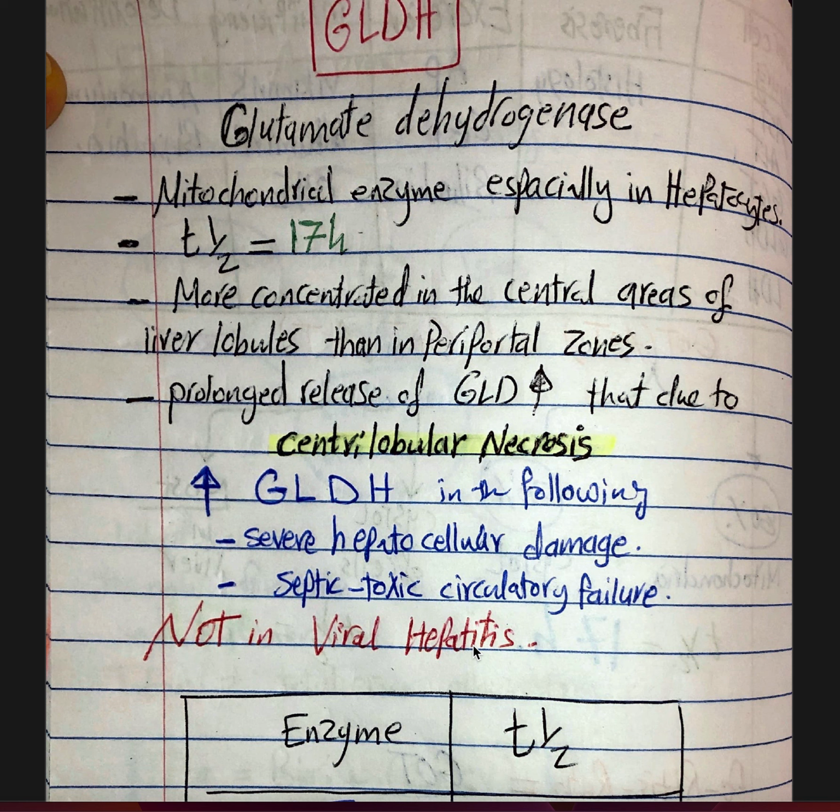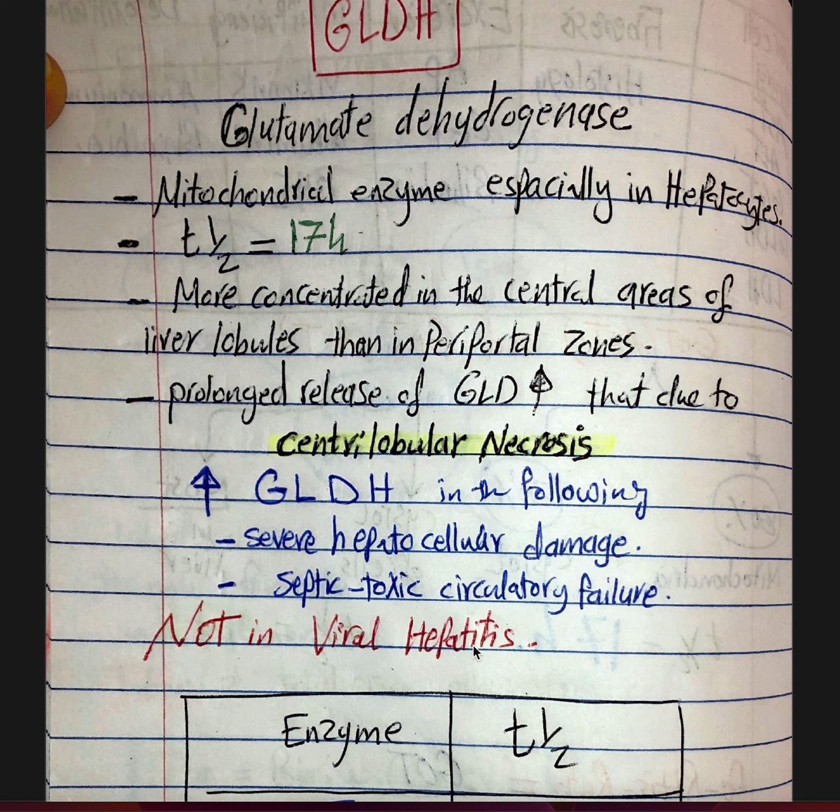Another question about glutamate dehydrogenase: we said dehydrogenase, so what is the classification of this enzyme? One, because it's an oxidoreductase. So we find that the glutamate dehydrogenase enzyme is present in the center of the liver lobules, so when there is centrolobular necrosis, that increases the level of the glutamate dehydrogenase enzyme.